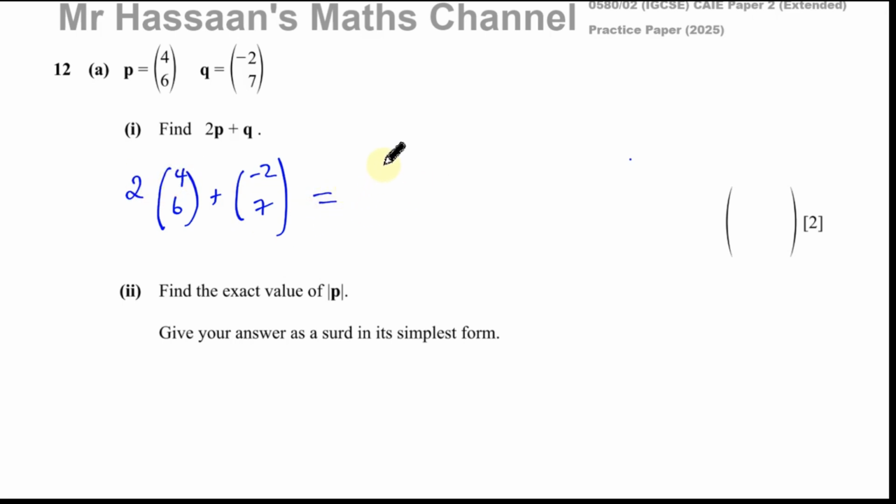So 2 times 4 is 8, and 2 times 6 is 12. So that becomes 8 and 12, plus minus 2, 7.